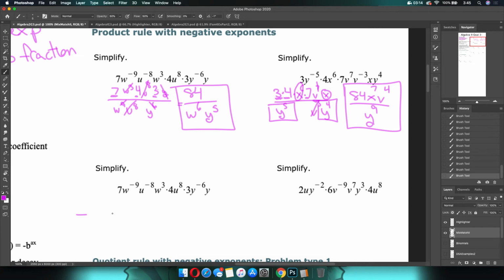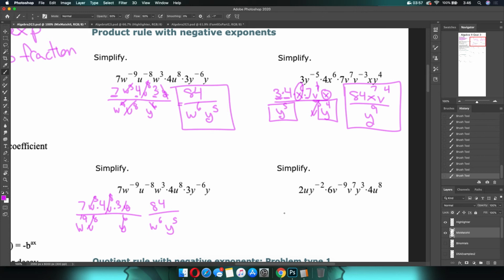Let's see here. We have 7. We have w to the 9th. We have u to the 8th. We have w to the 3rd. That goes on top. Then it's 4 u to the 8th. Then we have 3, y to the 6th, and then y. Okay, is this the same thing? It's the same. How are my screen grabs always being the same thing? Okay, so anyway, u to the 8th and u to the 8th cancels out. 4 times 3 times 7 is going to be 84. The w's cancels out to be w to the 6th. The y's cancels out to be y to the 5th, as I apparently just stated up here.